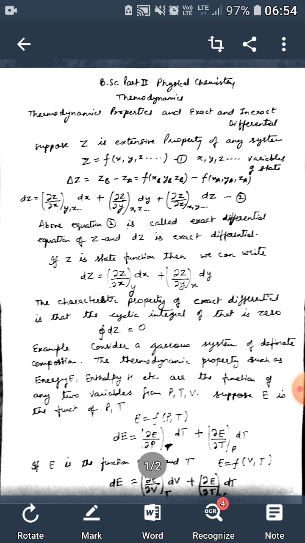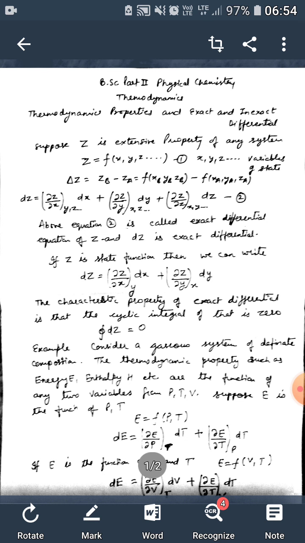Also del Z upon del y is also a partial differentiation, and it also indicates the change in Z with respect to y, keeping the other variables x and z constant. So dZ is called an exact differential, and the cyclic integral of dZ is also 0.